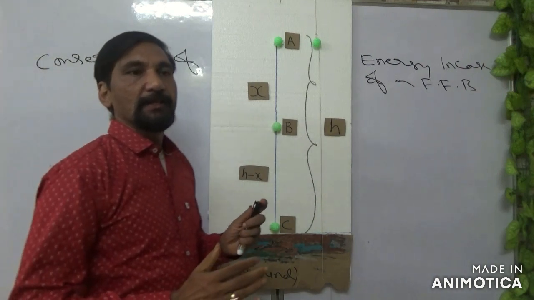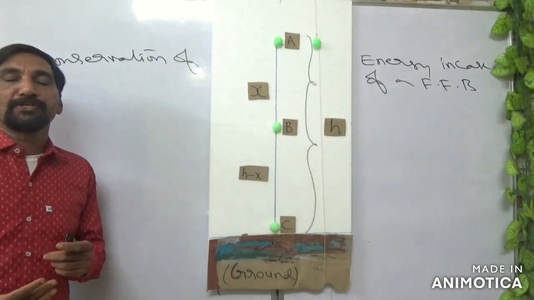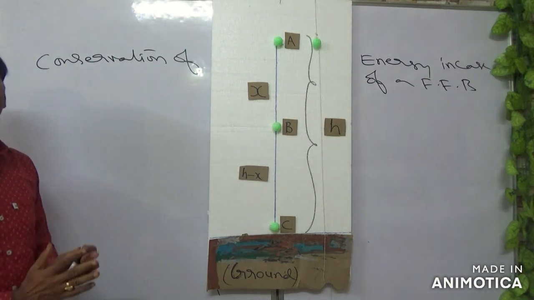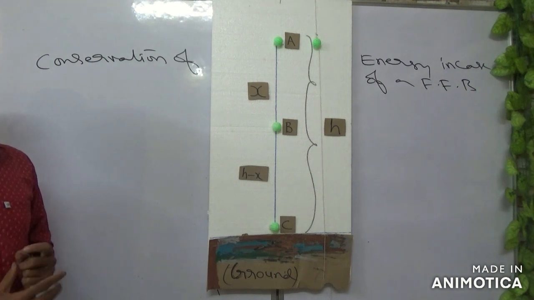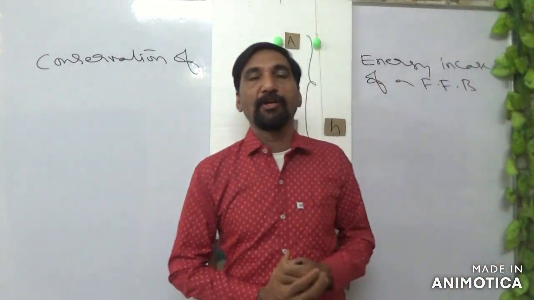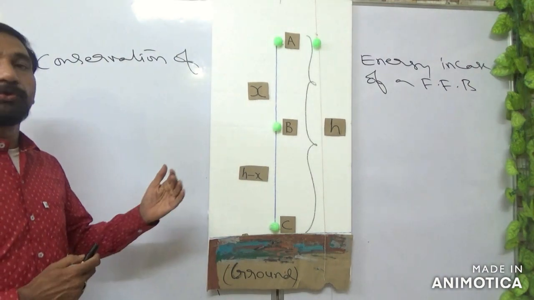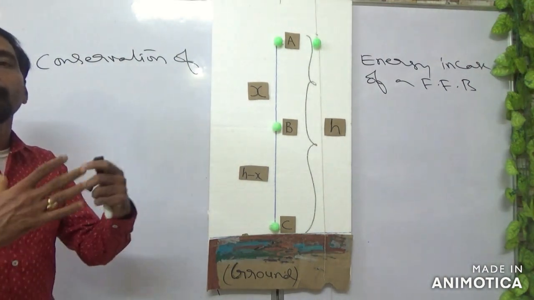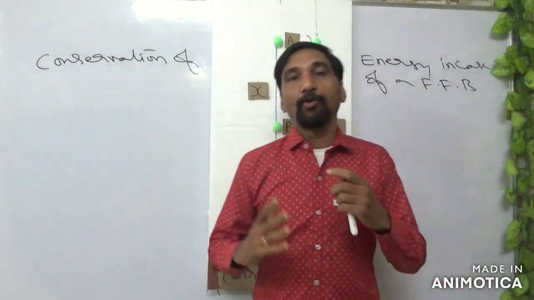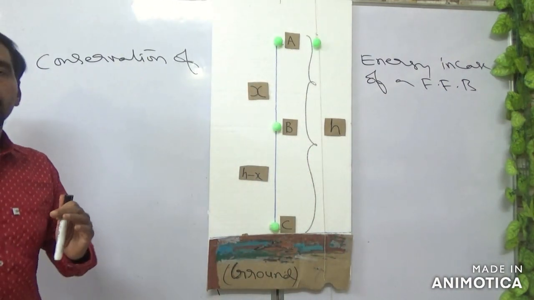You know what is conservation of energy? Energy remains constant. Energy is neither created nor destroyed, it remains the same. So what is conservation of energy? Total energy remains the same. Work done by a conservative force, like gravitational force, electrostatic force, spring force, due to these conservative forces, total work done by the system of particles is zero. So whenever total work done is zero, you can say energy remains the same.